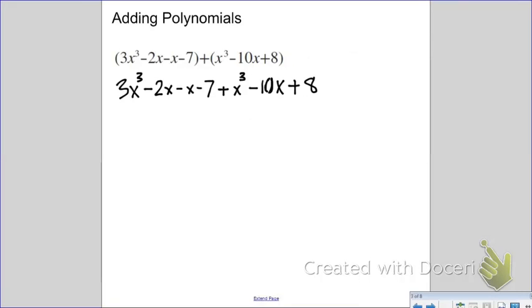And from here we just have to look for our like terms. So my first two like terms I see are the powers of 3. The next like terms I see are all my x's. And then lastly, I notice that I have two constants. And now it's time to just combine them.